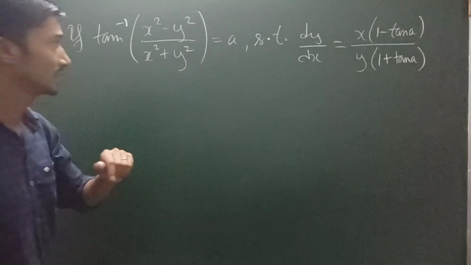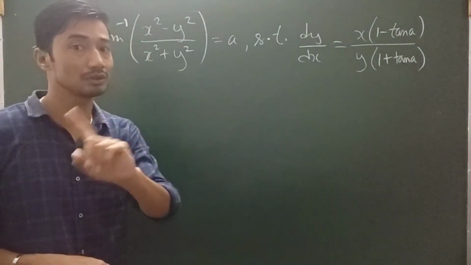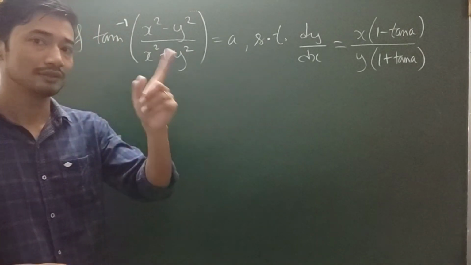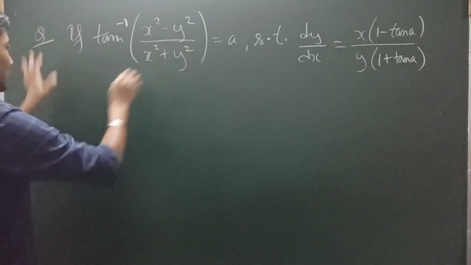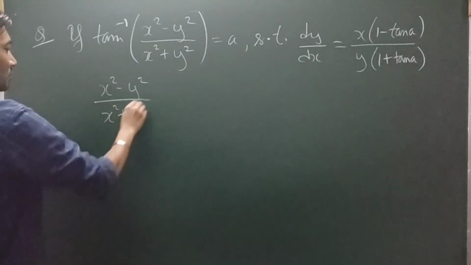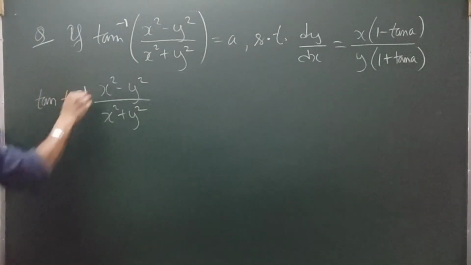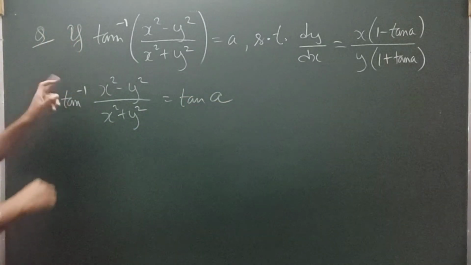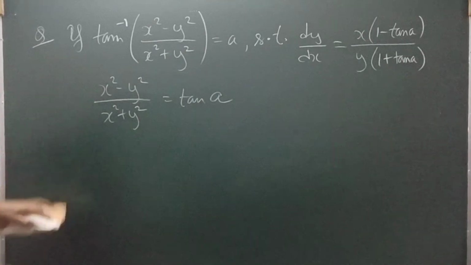I have your tan inverse. So what am I going to do? I will be applying, not multiplying, tan on both sides. Applying the function tan on both sides, so tan of tan inverse of x square minus y square divided by x square plus y square. And this becomes tan a. Tan inverse tan, we have already seen from inverse trigonometric functions, tan of tan inverse is 1. Ab samjha?